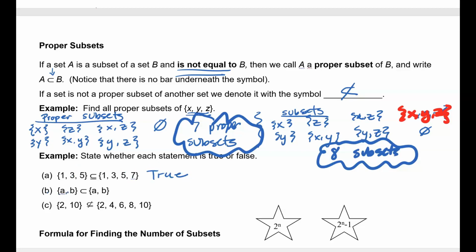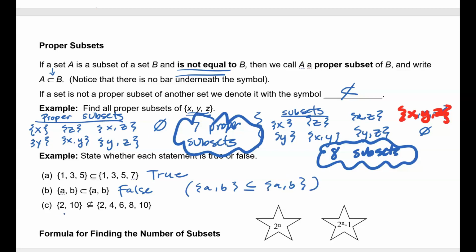Okay, B, the set AB is a proper subset of AB. Now, A and B are both in A and B, so this would be a subset of itself, but the definition of proper subset says that a set cannot be a proper subset of itself, so I'm going to say false here. But the set AB would be a subset of itself. It doesn't ask for this, but I'm just clarifying in case you're wondering.